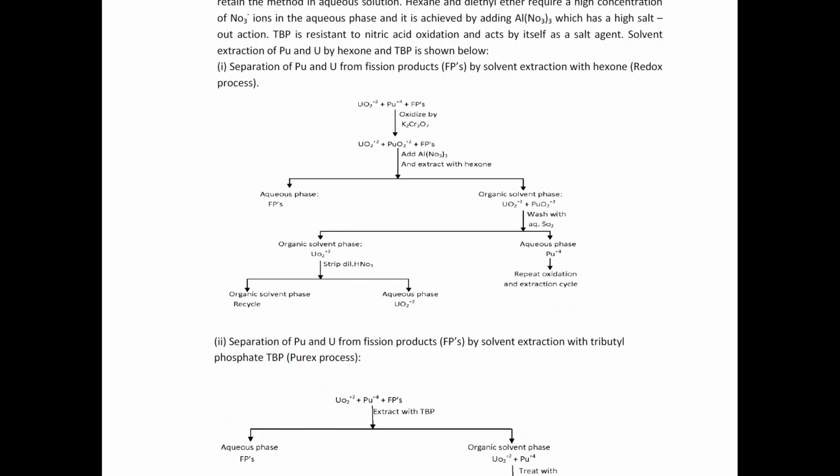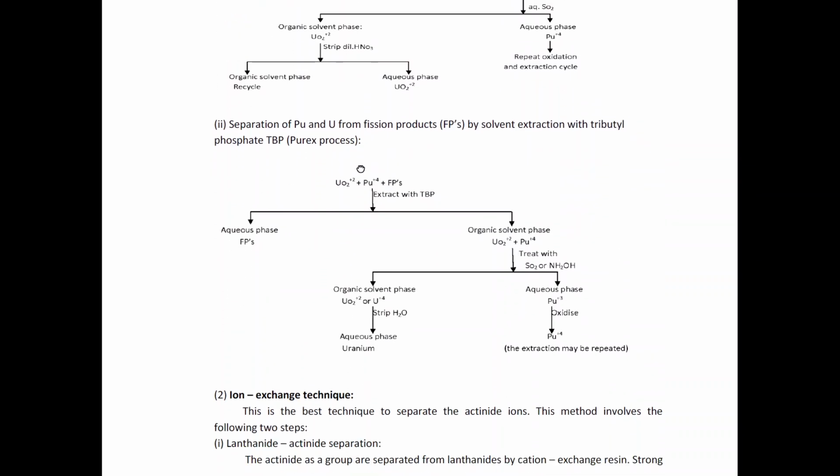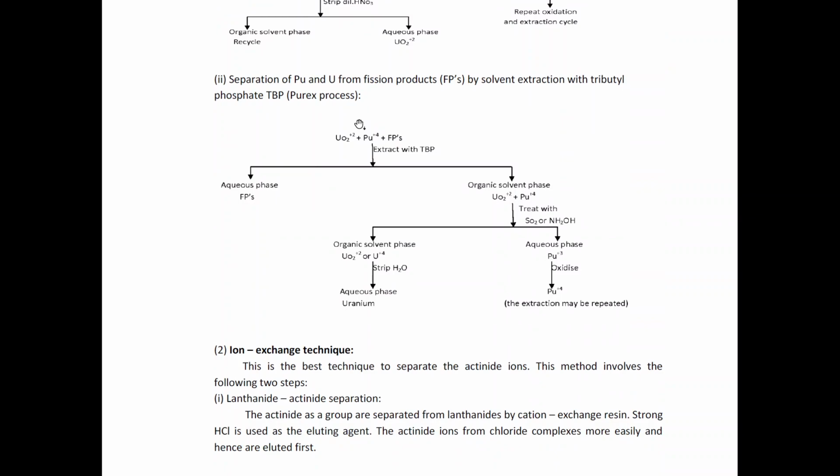Now, separation of Pu and U from fission products by solvent extraction with tributyl phosphate, TBP. It is the Purex process. Extract with TBP, aqueous phase. Organic solvent phase: UO2 2+ plus Pu4+. Treat with SO2 or NH2OH. Organic solvent phase, aqueous phase, and then oxidize.